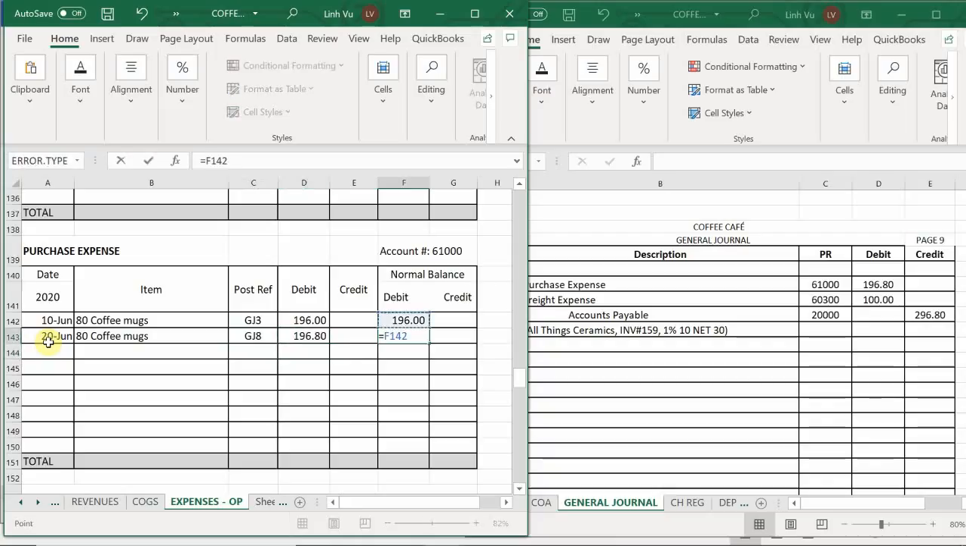What was your grand total? Make sure I didn't miss some pennies. 392.80. Yes. Okay, don't forget those 80 cents.